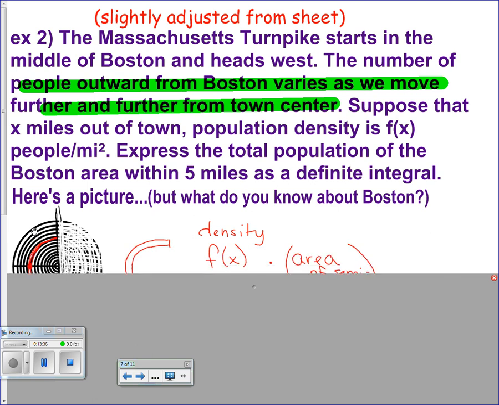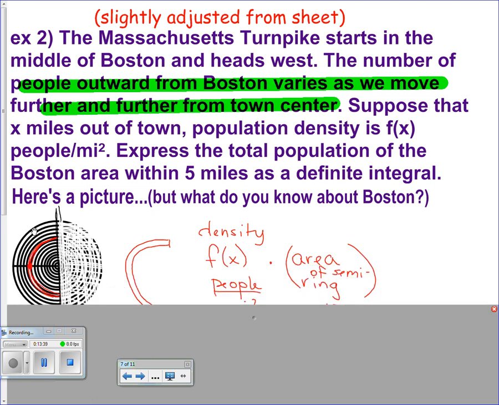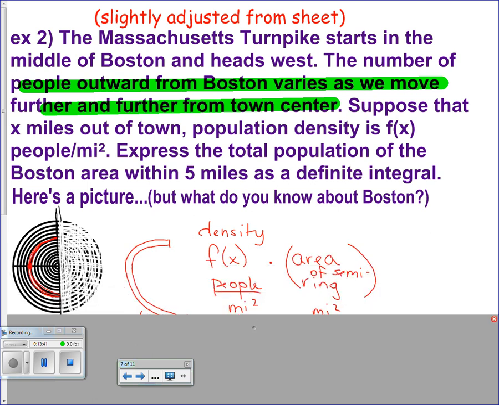It looks more like this. Okay, so we kind of ignore everything off to the east because it's ocean. So we have the density being f of x, which is in people per square mile. If we're looking at just one of these little tiny rings, what we need is the area of that.